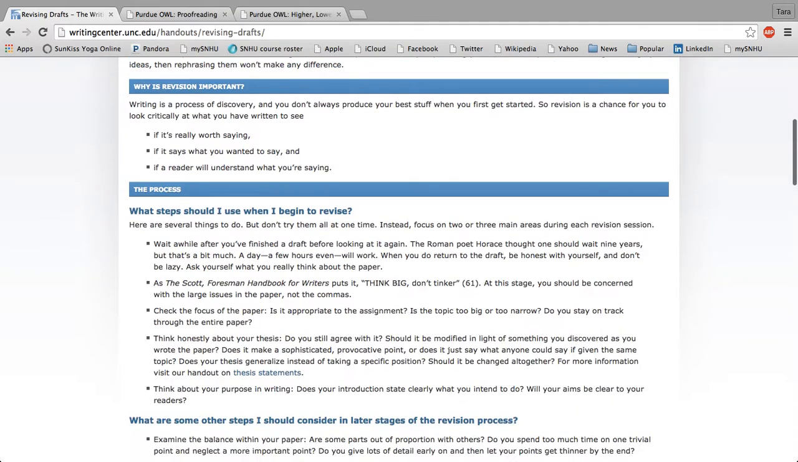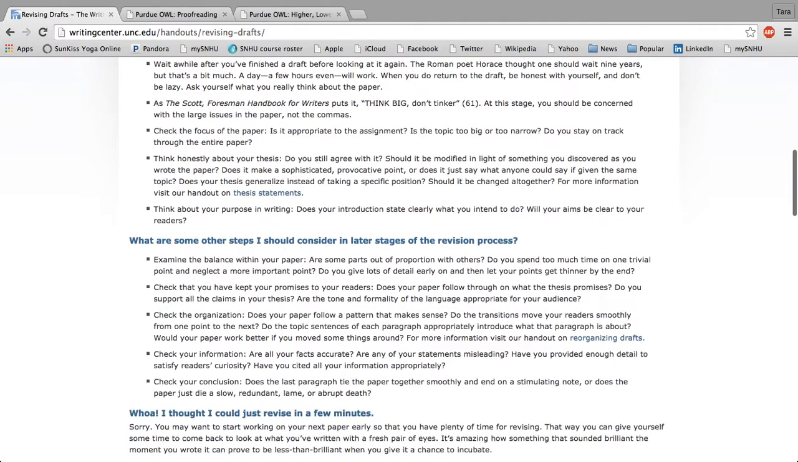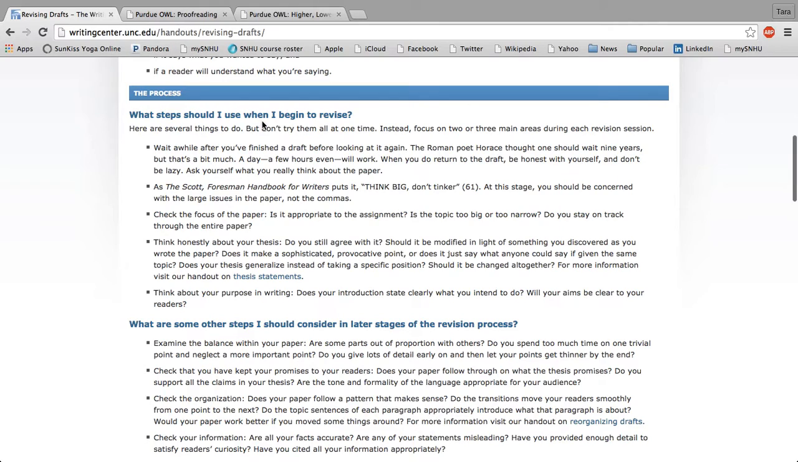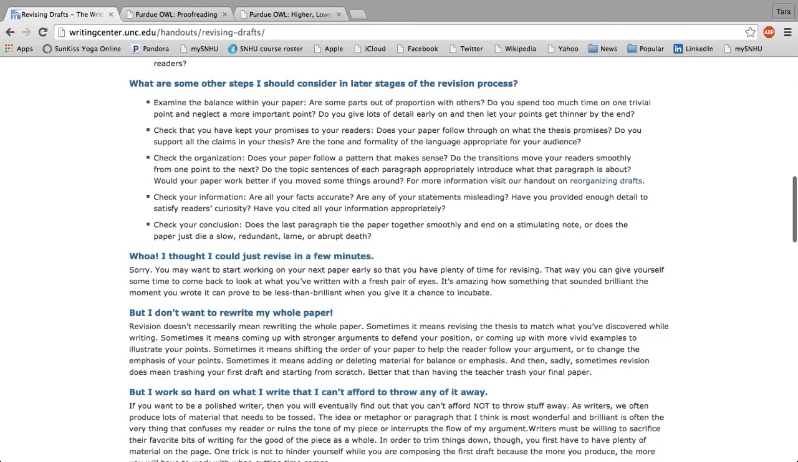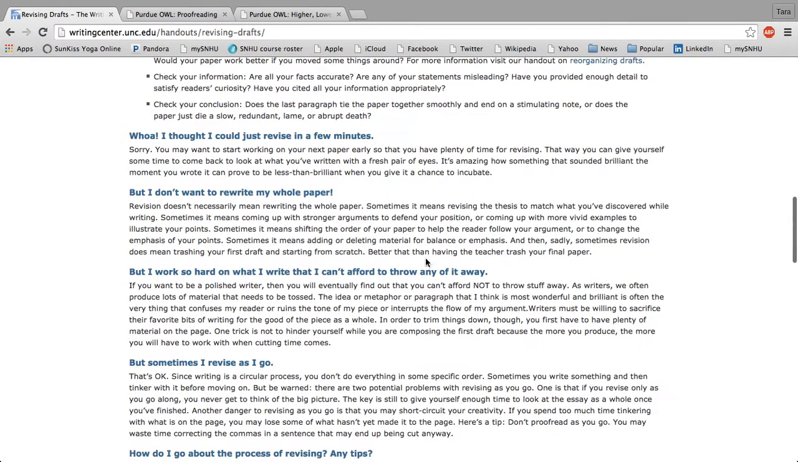But things like, what steps would I even take? How often do we really ask people that question? And then down here, there are a couple that I really like, because how many times have we thought this? I don't want to rewrite my whole paper. And you really don't have to in revision. You're looking for ways to improve it, not necessarily start from scratch.